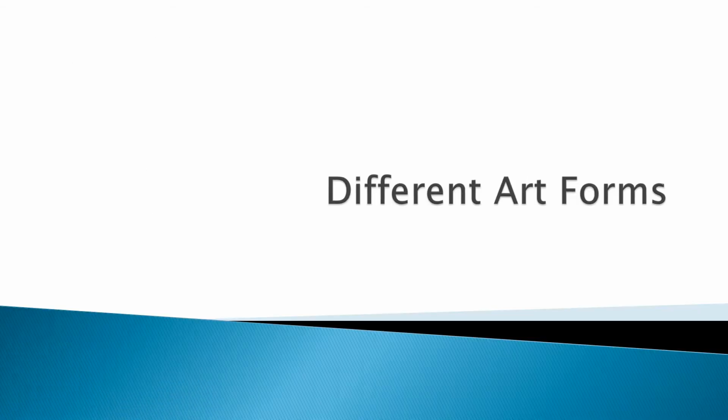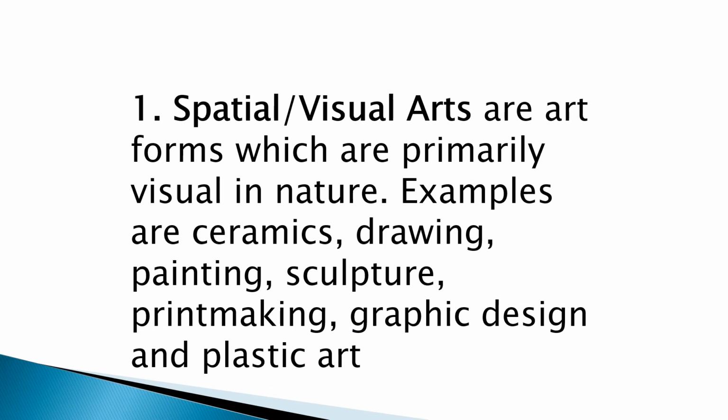The different art forms. The spatial or visual arts are art forms which are primarily visual in nature, but also those that occupy space. Examples are ceramics, drawing, painting, sculpture, printmaking, graphic design, and plastic art. Plastic art is concerned not with the material of plastic, but with the process of molding the material into a specific shape or form.